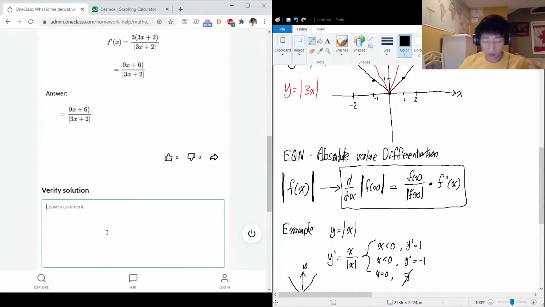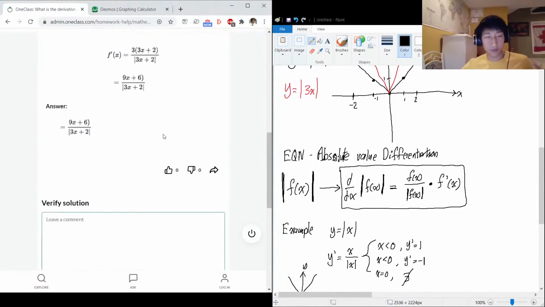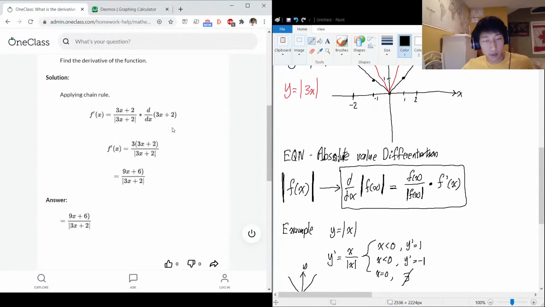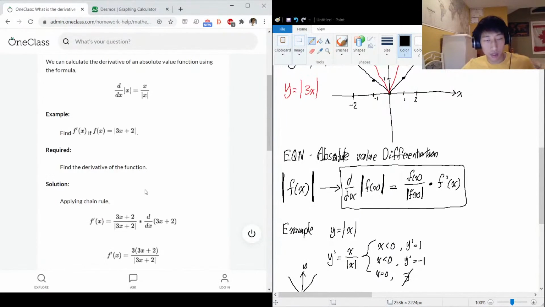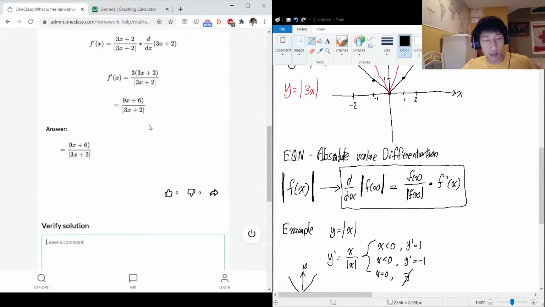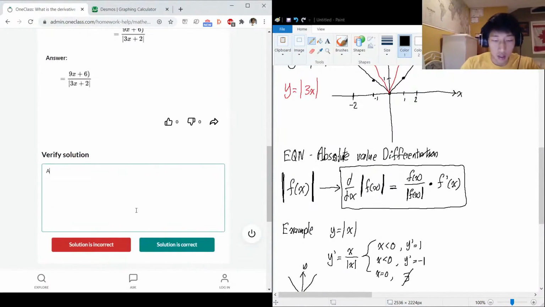All right. Sounds good. I just got to verify the solution. Solution is good. The above solution is showing the chain rule. That's the reason why we're multiplying the inner derivative, is because of the chain rule.